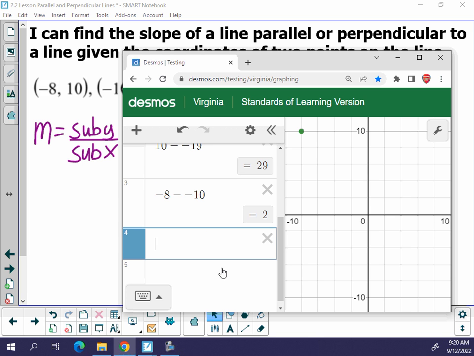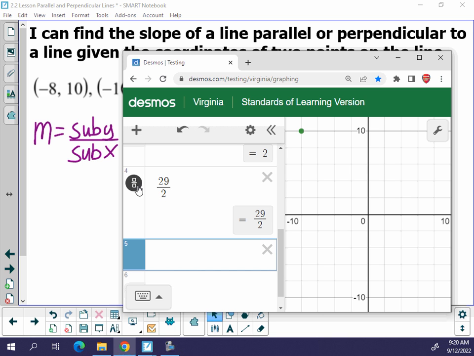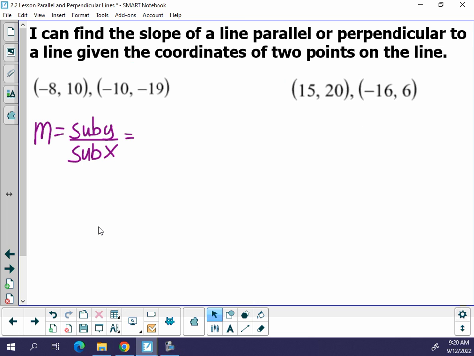I can check to see if that simplifies. 29 divided by 2. Click the little fraction button. That's as simple as that slope gets. So the slope of this line is 29 over 2.